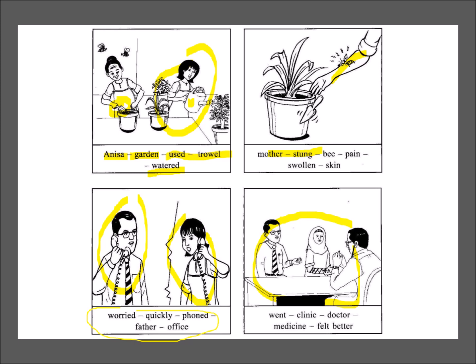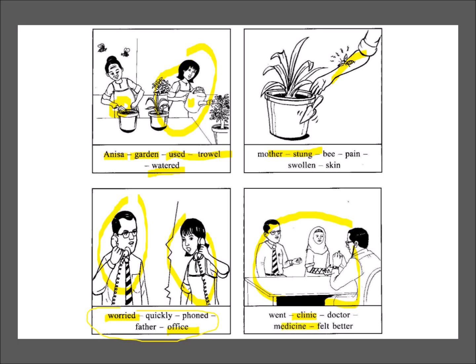So and then we look at the words given in the third picture. Worried. Now the girl felt worried. Worried is an adjective, right? If you want it to be an adjective, you can write the girl felt worried. If you want it to be a verb, you say the girl worried about her mother. So worried can be an adjective or a verb. Quickly phone her father to get home from his office. So this man is Anissa's father. Then the father took the mother to a clinic, and the doctor examined her condition and gave her some medicine, and then the mother felt better.